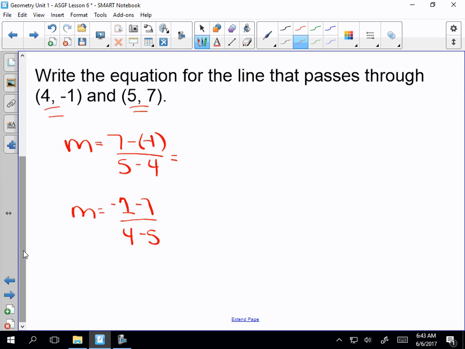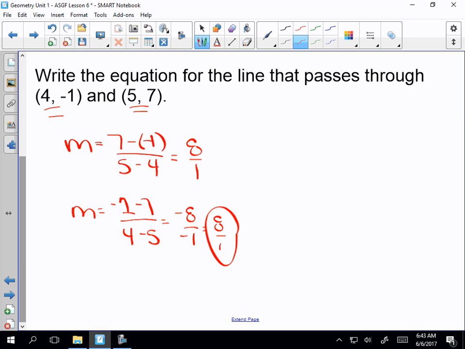Here we have 8 over 1. Here we have -8 over -1. Okay, but they both end up being an 8 over 1 slope.